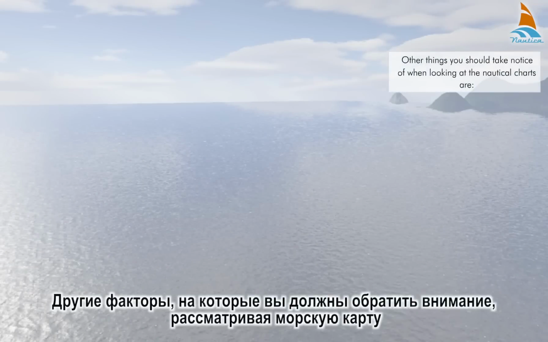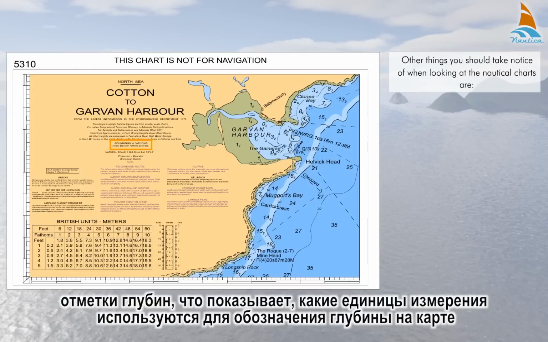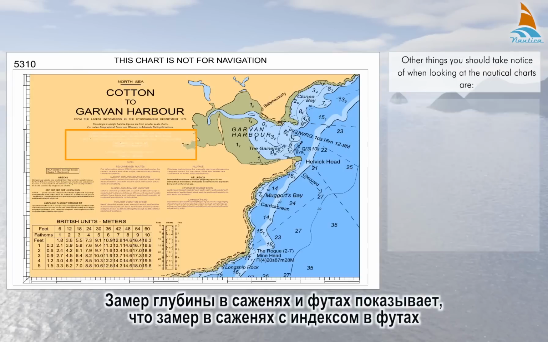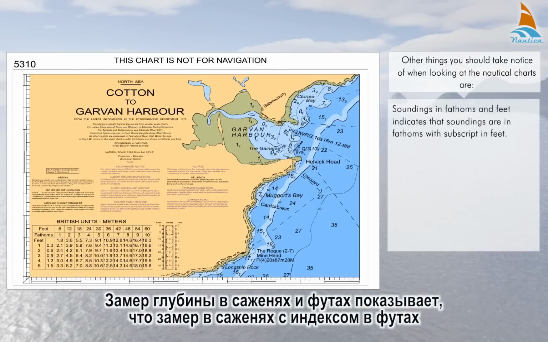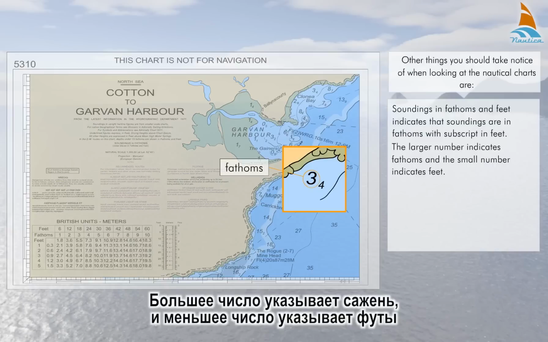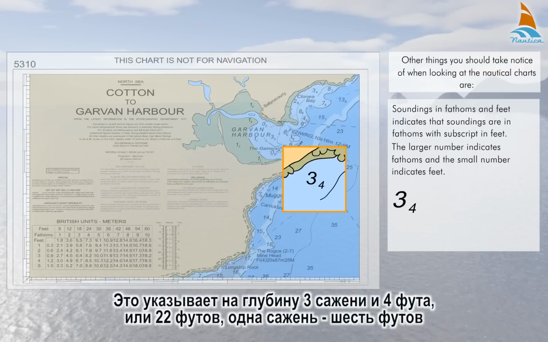Other factors that you should take notice of when looking at the nautical chart are the depths note. This shows which units of measurement are used to indicate the depths on the chart. You may read soundings in fathoms and feet or soundings in meters. Soundings in fathoms and feet indicates that soundings are in fathoms with subscript in feet. The larger number indicates fathoms and the small indicates feet. For example, if you see a spot depth of a large 3 followed by a small 4, this indicates a depth of 3 fathoms and 4 feet, or 22 feet, as 1 fathom is 6 feet.